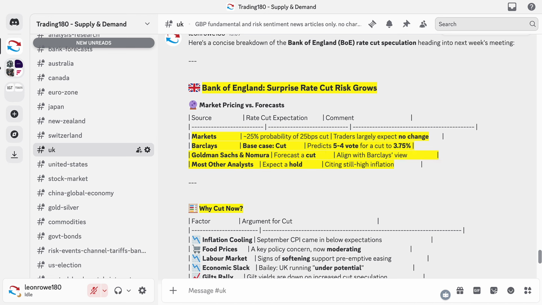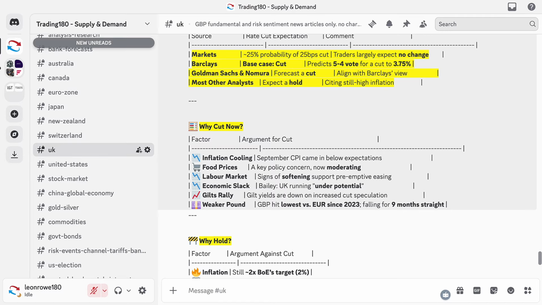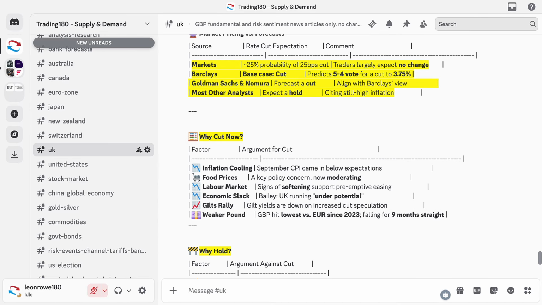So when inflation is high, normally a central bank would either hold or hike rates, but the argument for cutting rates is that in September CPI came in below expectations. In the labor market, there are signs of softening, and the support is preemptive easing, and that the Bank of England governor says that the UK is running under potential, and that refers to GDP.